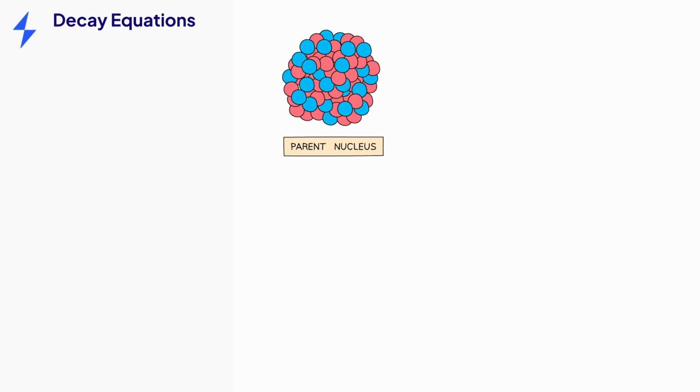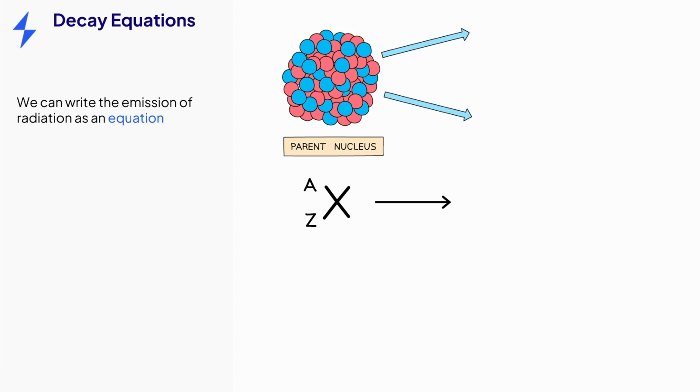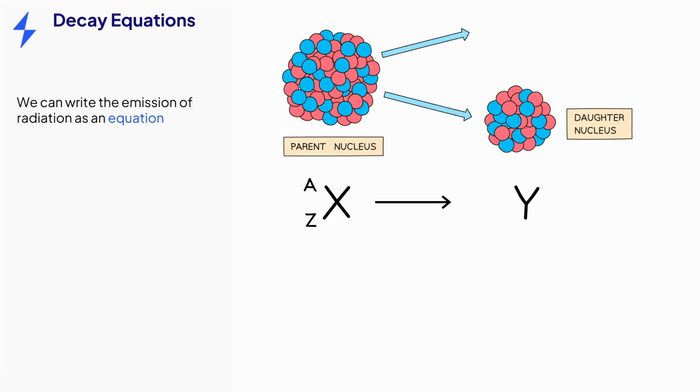It is useful to be able to write decays as equations. Much like a chemical equation, the left side features our initial particles, the parent nucleus here. An arrow represents the decay occurring, then we write our products. These are the daughter nucleus and the form of radiation that has been emitted. It's an alpha particle in this case.